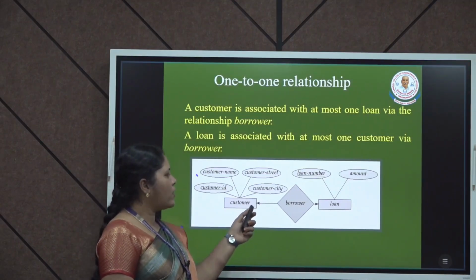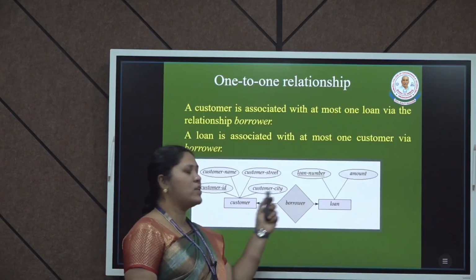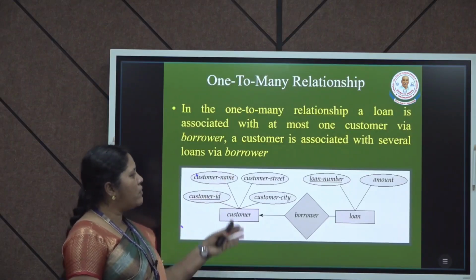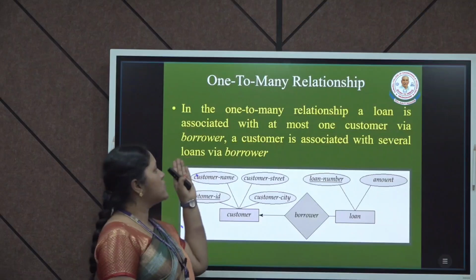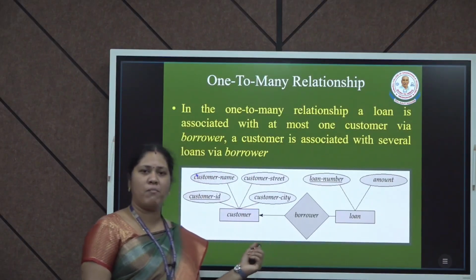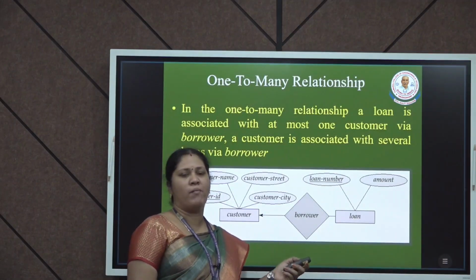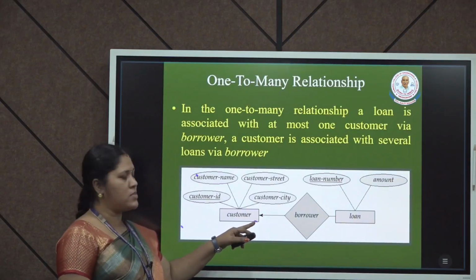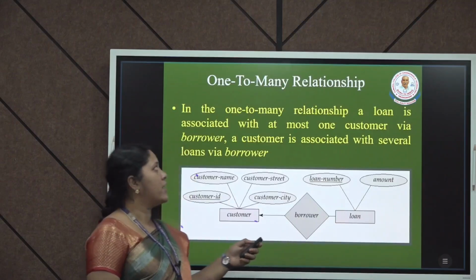The arrow mark represents one-to-one relationship. The customer has only one loan, and a loan is associated with only one customer. This is an example of one-to-one relationship. Taking the same example here, at most one customer is associated via a borrower, but the customer may have several loans. A customer may avail more than one loan from a particular bank. This is an example of one-to-many. So the one side is represented using an arrow mark and the many side is represented using just a line.